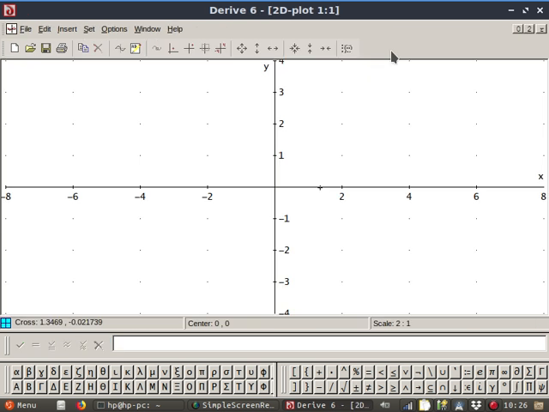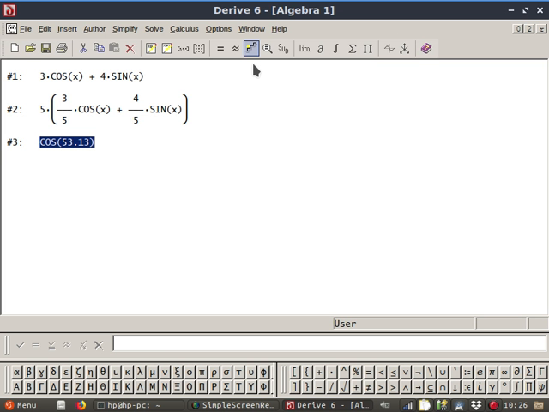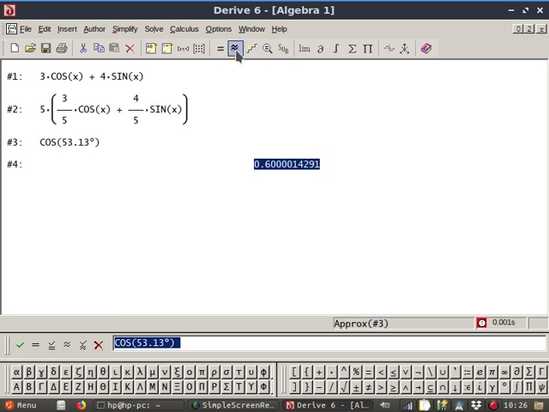Sorry, I clicked the wrong button. Cos 53.13. Oh, sorry, radians. Let me put in degrees. Right, cos 53 degrees, that's roughly 3/5.